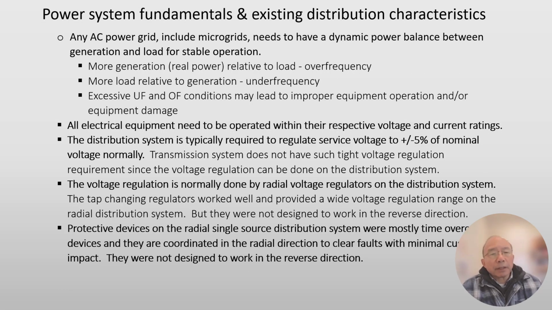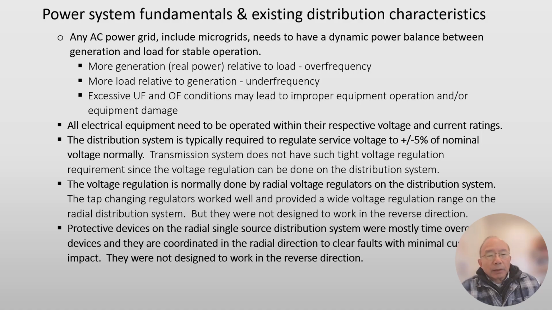Here are some power system fundamentals. Any power grid, including microgrids, needs to have a dynamic power balance between generation and load for stable operation. All electrical equipment need to be operated within their respective ratings. The distribution system is typically required to regulate service voltage to plus or minus 5% of nominal. This voltage regulation is normally done by radial voltage regulators on the distribution system and not on the transmission.